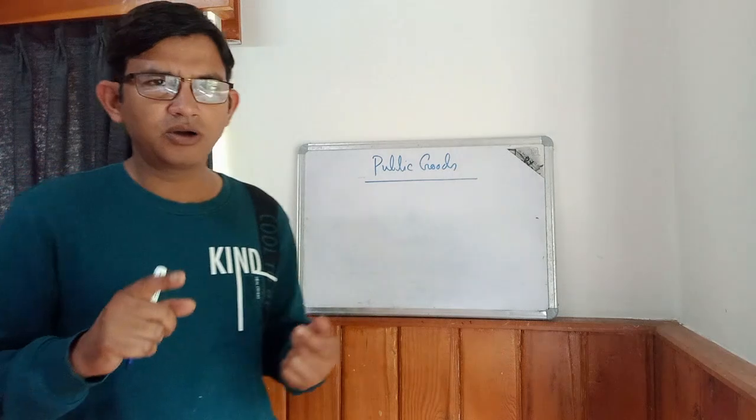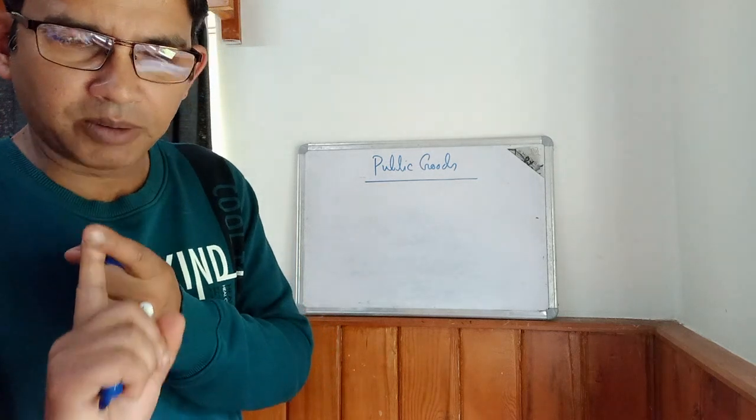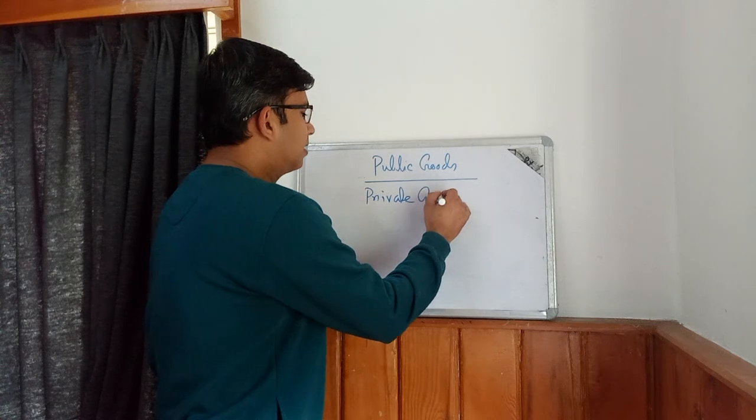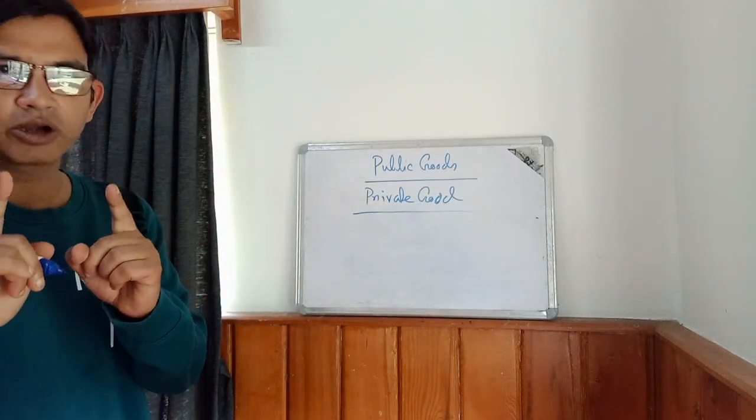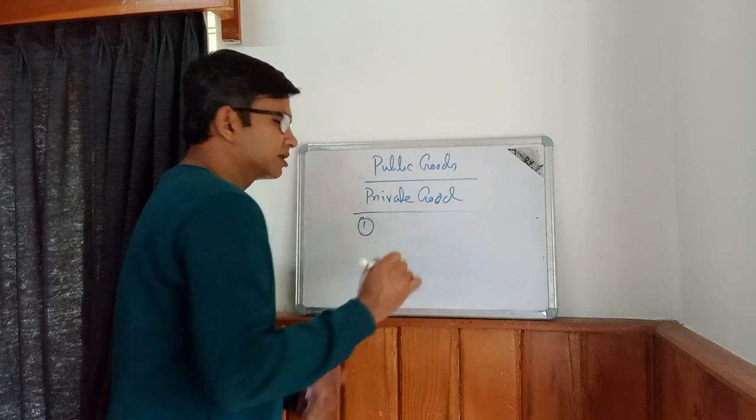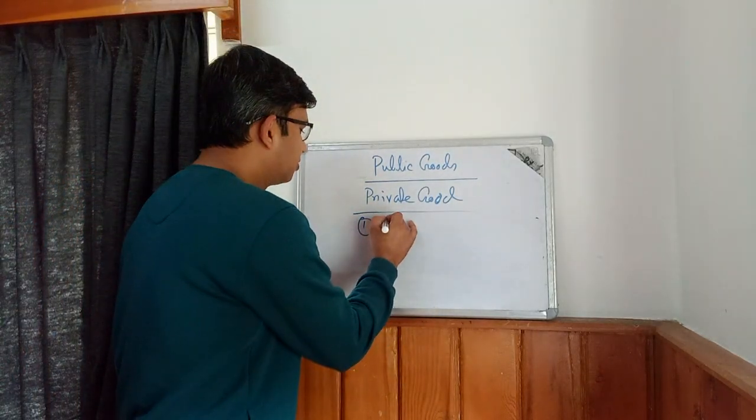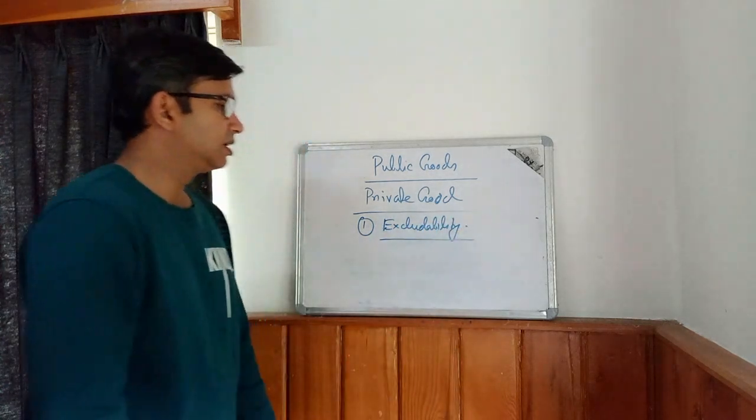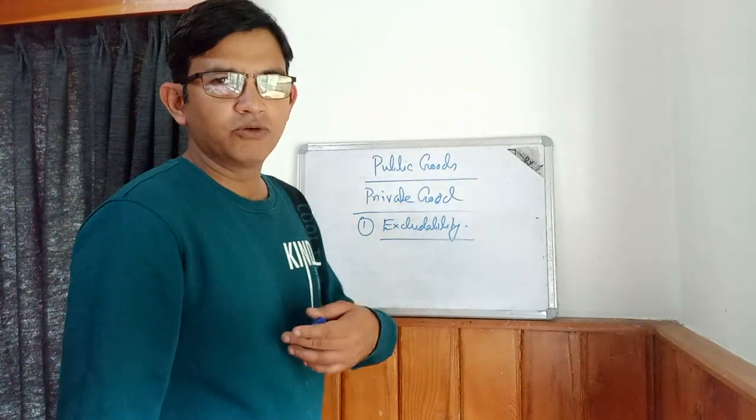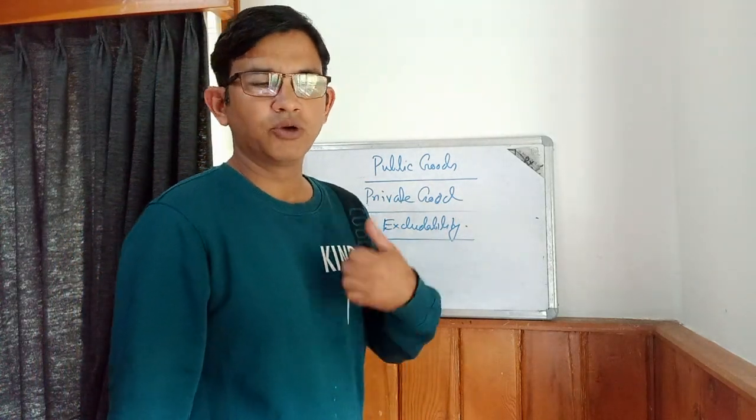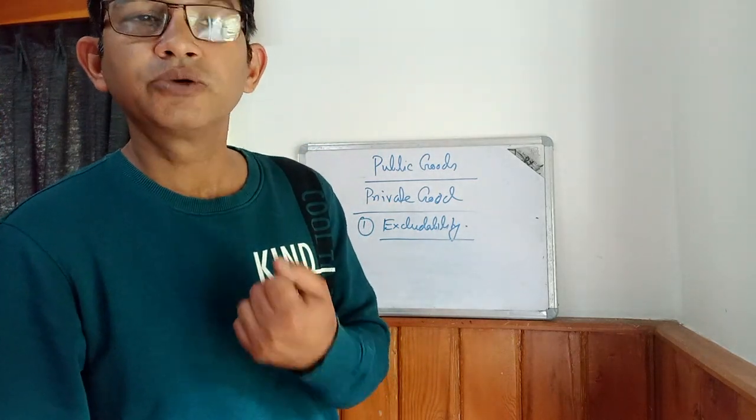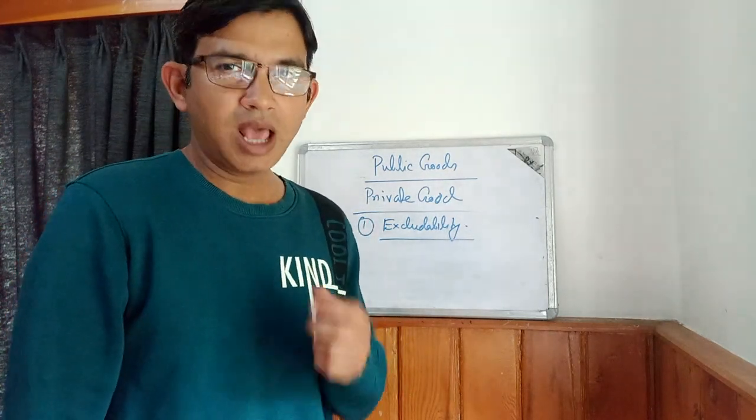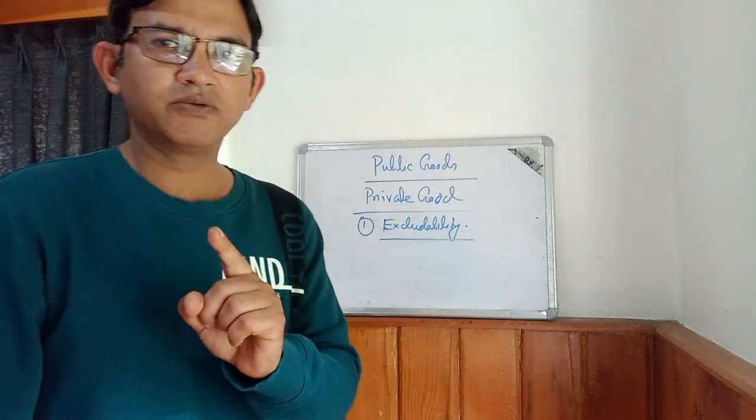So first of all, we need to know how we can differentiate between a private good and a public good. First, a private good has two important characteristics. Number one, the consumption of a private good is subject to excludability. Excludability means that if you pay for it, you will be able to consume it. If you don't pay for it, you will not be able to consume it, so you will be excluded from the consumption of it. That means there should be a price of the good in the market which you have to pay, and this price should be uniform for all the consumers.